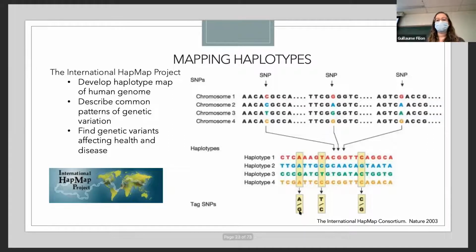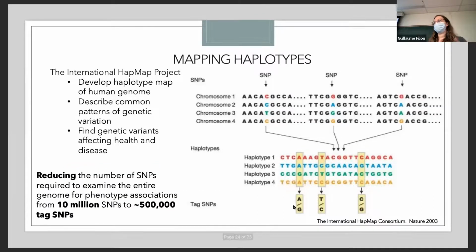By looking at just these three tag SNPs, we can identify different haplotypes, and then we can go back and identify the SNPs. This is the key that GWAS uses to go from millions and millions of SNPs in the genome to about 500,000 tag SNPs. And if we look at our tag SNPs, then we are able to identify variation genome-wide.